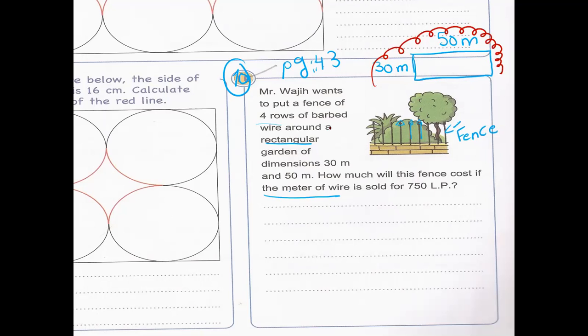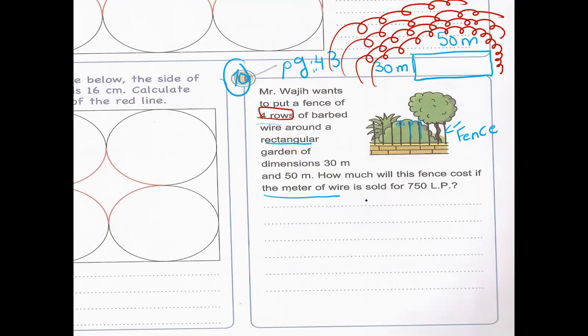اوكي هيدا الفنس مؤلف من 4 rows، يعني مش بس طبقة واحدة، من 4 طبقات 1 2 3 and 4. اوكي how much will this fence cost if 1 meter of wire، هيدا بتعني انه المتر الواحد 1 meter of this wire how much cost 750 Lebanese pounds.